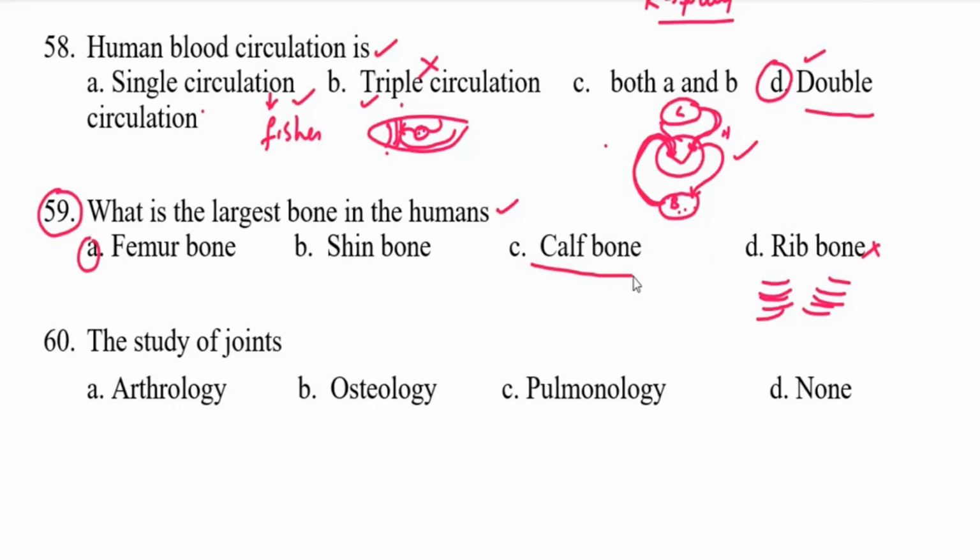Calf bone: if you take our leg like this, here is the calf, and this is one bone, the calf bone. Coming to the shin bone, it is the leg's upper side, the front region, which has one bone. Coming to the femur bone, this is the thigh bone. We know this very well. Here is the bone. So the correct answer for this question is the femur, that is nothing but the thigh bone.